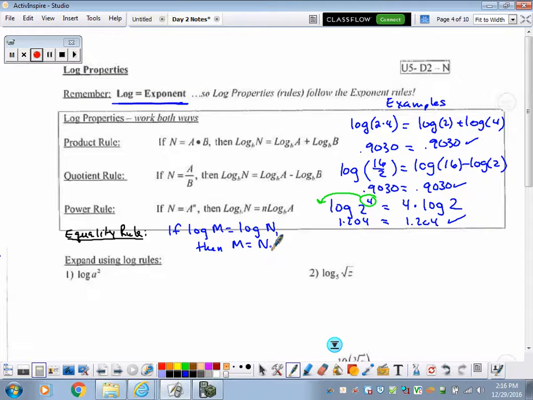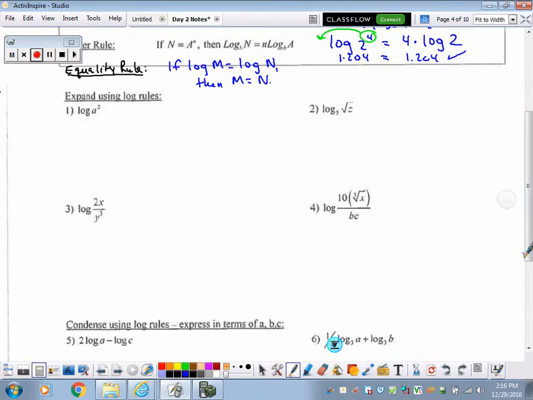Okay. Let's do some examples with properties. Lots of things we can do with properties, lots of simplifying and lots of substitution that we can do. So numbers 1 through 4, we're going to expand using log rules. Number 1, we see that 2 is an exponent. We can bring it down front and rewrite that as 2 times log a. That's the only thing that we can do there.